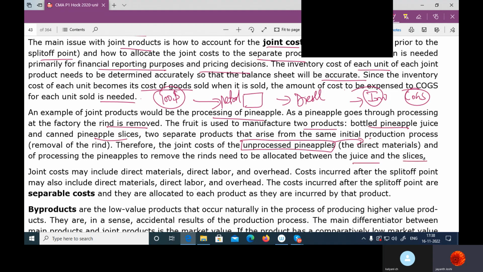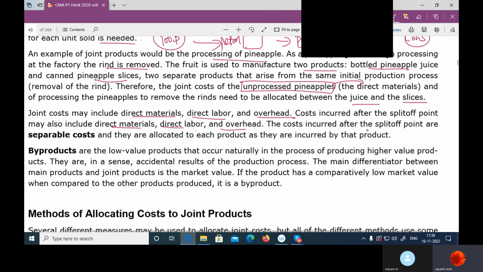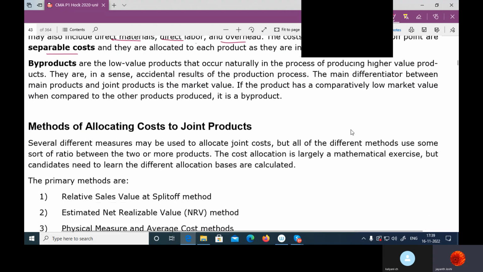So the process has undergone, they have removed that rind and processed it, and these two products have come out. Now, joint cost may include direct material, direct labor and overhead. Cost incurred after split off point may also include material, labor, overhead. I have already explained all these things with the diagram, correct? The costs incurred after the split off point are separable cost, and previous to that is joint cost, and I have explained to you about the byproduct also.